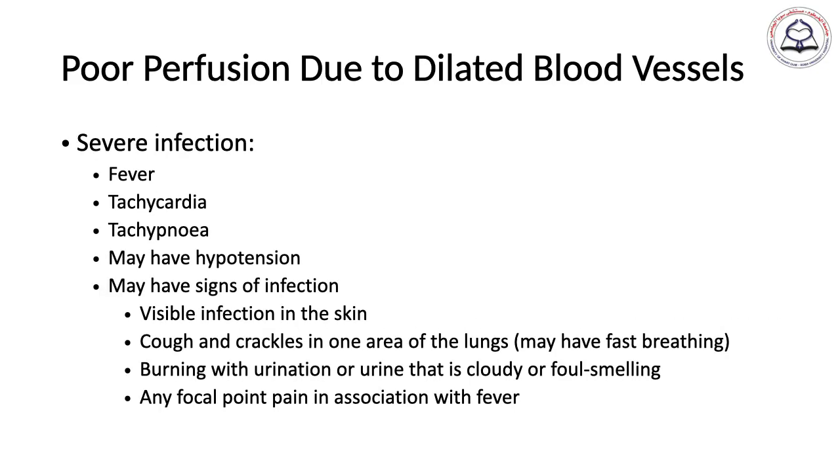Poor perfusion due to dilated blood vessels in infection and in severe infection and sepsis. Patient can have features of fever, tachycardia, tachypnea, and hypotension. Plus, there are signs suggesting site of infection. Could be skin infection. It could be pneumonia with crackles inside the lung, urinary tract infection presenting with dysuria and burning micturition, or any other source of sepsis like meningism and intra-abdominal sepsis.